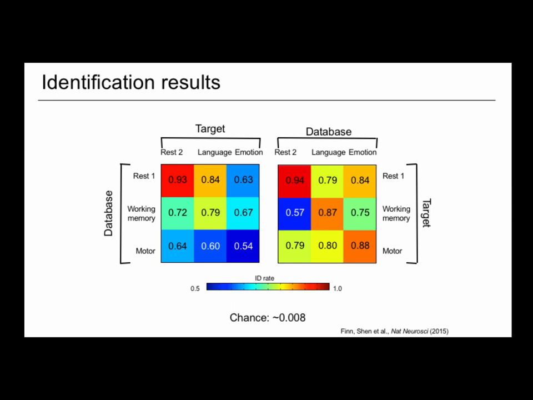So this was ultimately a preliminary but still exciting result to suggest that there's some stability to these functional connectivity profiles that are present regardless of what people are doing and that have this strong individual component. But being neuroscientists, we wanted to know where in the brain, which parts of the brain were contributing most to this identification result.